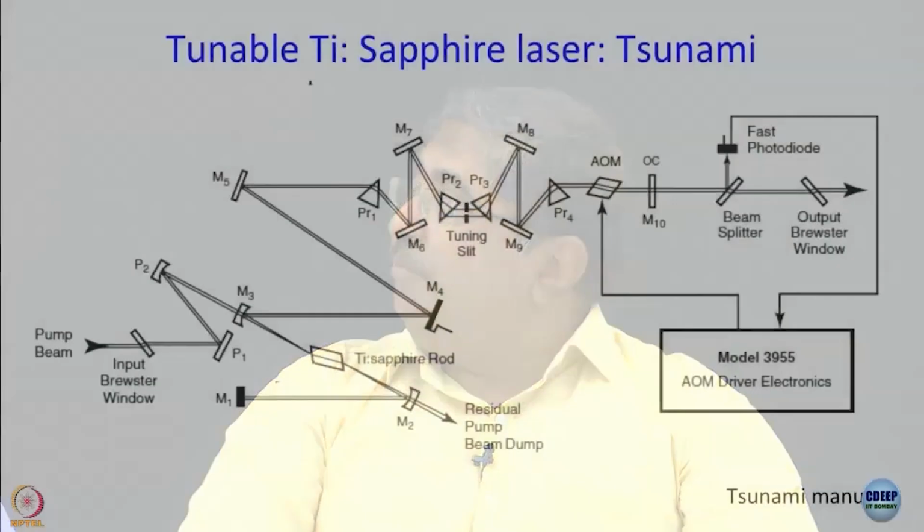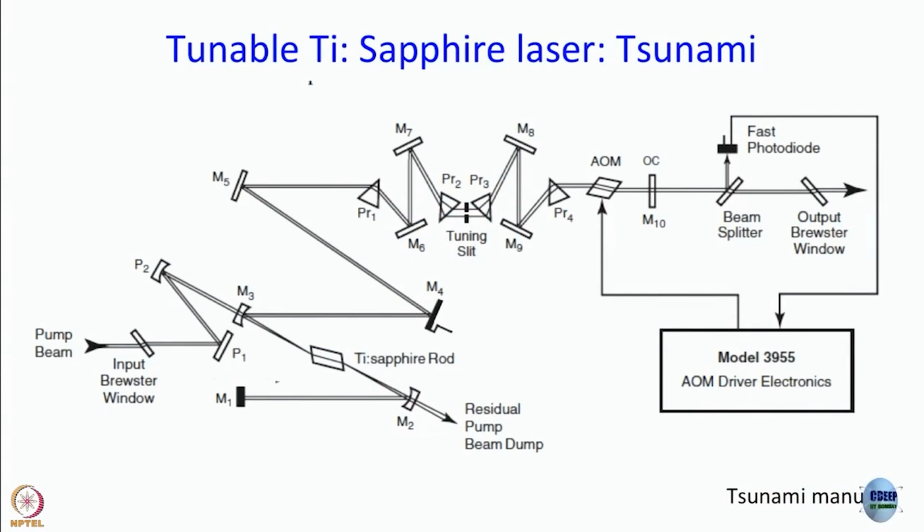Okay. So, what we have done today is we have started with principle of mode locking, Kerr lens mode locking, and we have given you a little bit of idea about construction of lasers. We have not talked about certain things yet. One is, if you remember that diagram, we have not told you what the fast photodiode does. We have not told you what the meaning of AOM is.